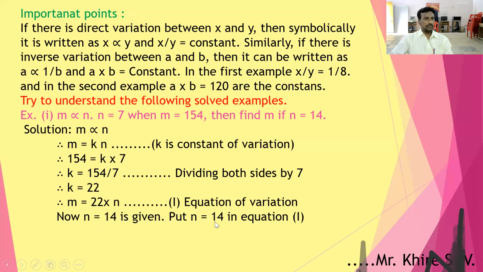Now put n is equal to 14 in equation 1. Then we will get m is equal to 22 into the value of n, which is 14. 22 into 14 is the multiplication of these two numbers. 4 twos are 8, 8 carry 2, 14 twos are 28 plus 2 is 30, that is 308. Therefore the value of m is 308.